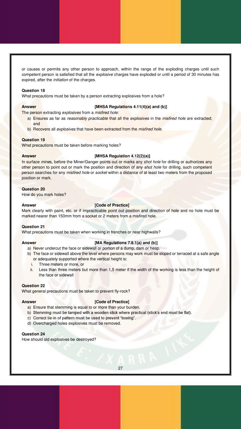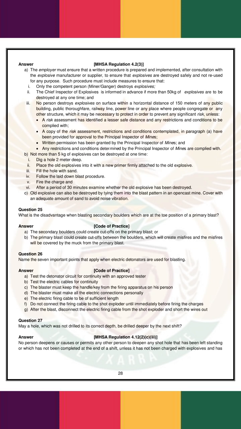Question 24. How should old explosives be destroyed? A. The employer must ensure that a written procedure is prepared and implemented, after consultation with the explosive manufacturer or supplier, to ensure that explosives are destroyed safely and not reused for any purpose. Such procedure must include measures to ensure that: 1. Only the competent person, miner or ganger, destroys explosives. 2. The Chief Inspector of Explosives is informed in advance if more than 50 kilograms of explosives are to be destroyed at any one time.